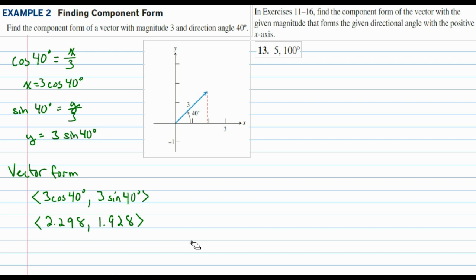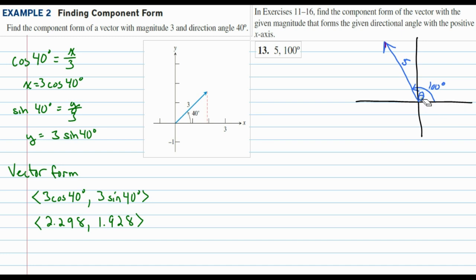It says find the component form of the vector with the given magnitude that forms the given directional angle with the positive x-axis. So we have magnitude 5, so a length of 5, and then a 100 degree angle with the positive x-axis. So that's going to look like this. Magnitude 5, length 5, and then 100 degrees of rotation from the positive x-axis.